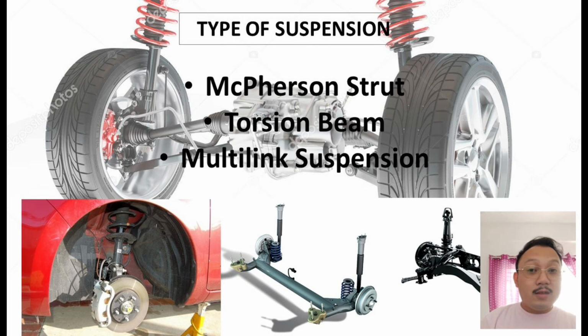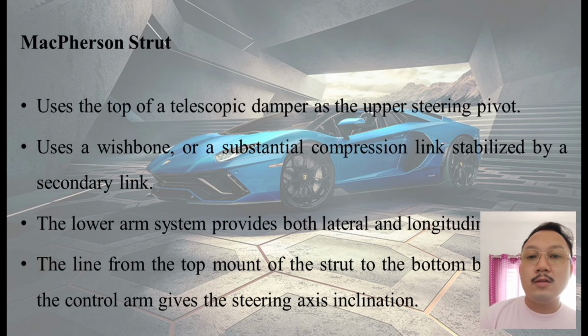But for rear suspension they vary. For the first two vehicles, Nissan Leaf and Hyundai Ioniq, they're using torsion beam as their rear suspension. Meanwhile, for Kia Niro EV, they're using multi-link suspension. So I'm going to tell a bit about this McPherson Strut.